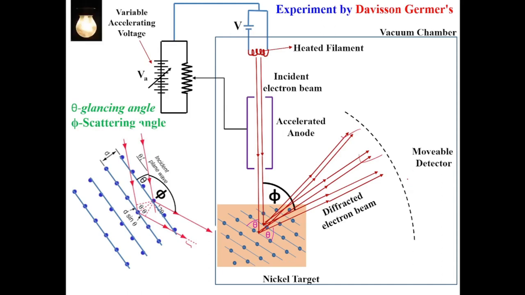Here a movable detector is placed to detect the intensities of the diffracted electrons at different scattering angles like this. The movable detector is placed to detect the intensity of the diffracted electron beam. So this is the experimental arrangement of the Davisson-Germer experiment.